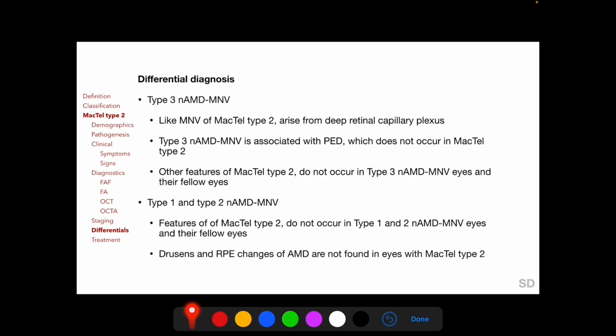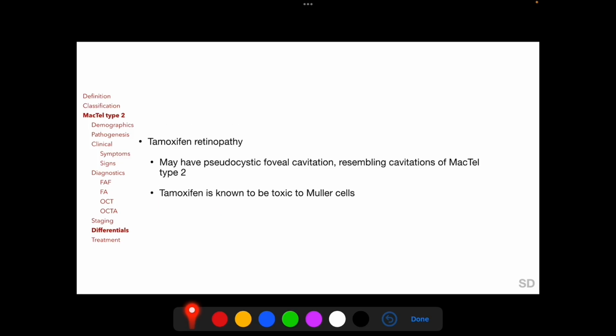And in contrast to eyes with type 1 and type 2 macular neovascularization of neovascular AMD, eyes with macular neovascularization from macular telangiectasia type 2 do not show drusen or RPE changes. Also, other features of MacTel type 2 such as right-angled veins, intraretinal pigments, and cavitations on OCT are not found in eyes with macular neovascularization from neovascular AMD. Also, tamoxifen retinopathy may have pseudocystic foveal cavitation resembling cavitations of MacTel type 2, and tamoxifen is known to be toxic to the Muller cells of the retina.